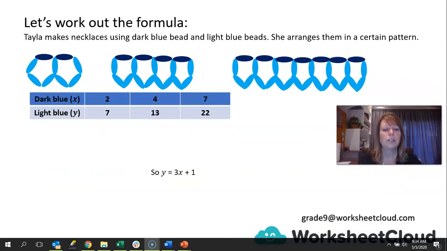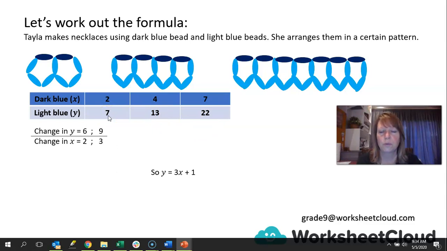We would use what's in our table, and we will come up with this formula. How did we get this formula? We went the change in Y over the change in X. What is the change in Y again? It's the difference between the numbers in Y, the values in Y.